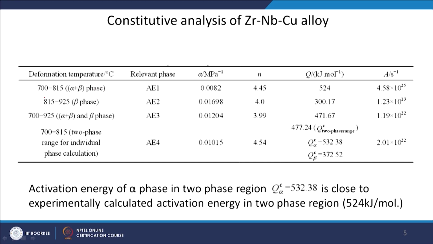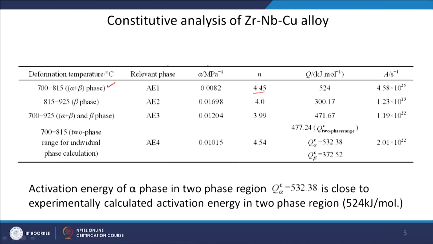Alpha plus beta was between 700 to 815 degree Celsius, and beta phase from 815 to 925. So, this is the one two phase region, one constitutive equation. You can see all the parameters are there, which we have already discussed when we were discussing how to develop constitutive equations: how to get the alpha parameter, the stress exponent, the activation energy and so on, and also the constant A value here.